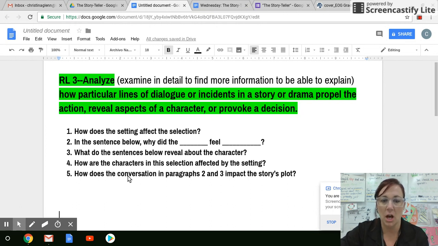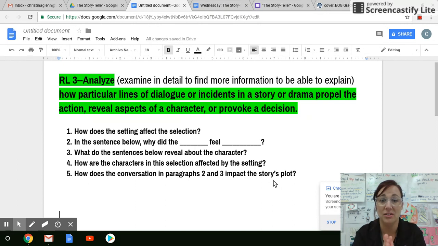5, how does the conversation in paragraphs 2 and 3 impact the story's plot? A lot of times, hint, hint, a lot of times dialogue reveals some conflict. So if it's pointing you to a conversation between two particular selections in there, whether paragraph 2, 3, paragraph 5 and 6, whatever they say, look at those words. Look at how a character's dialogue with another character is revealing something about them.